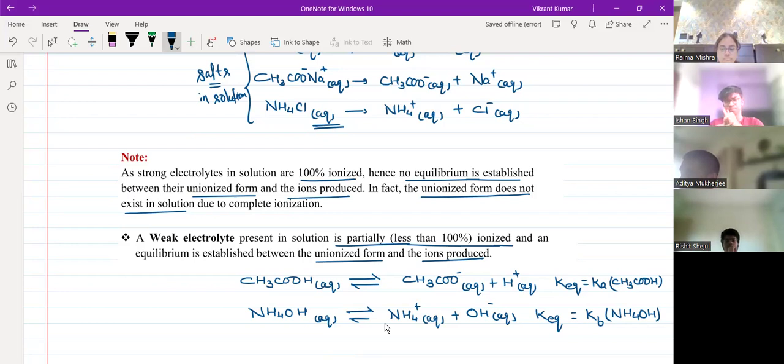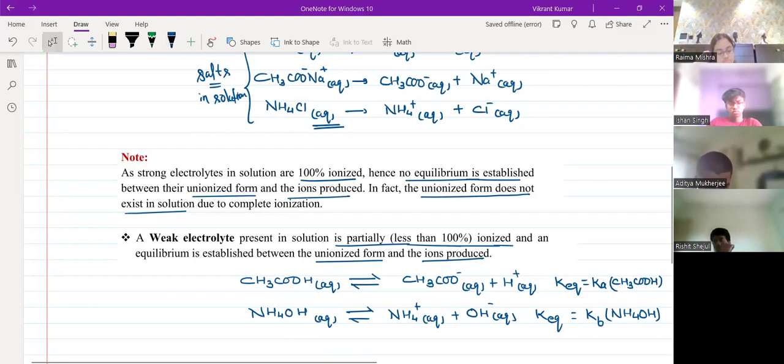Again, be careful about the word I am saying. I told you earlier, salts in solution are 100% ionized. Now I am saying that if I am having a sparingly soluble salt, it is not 100% dissolved. So some part will remain as solid undissolved form, and the remaining part which is dissolved will be completely ionized. Such kind of salts are called sparingly soluble salts.